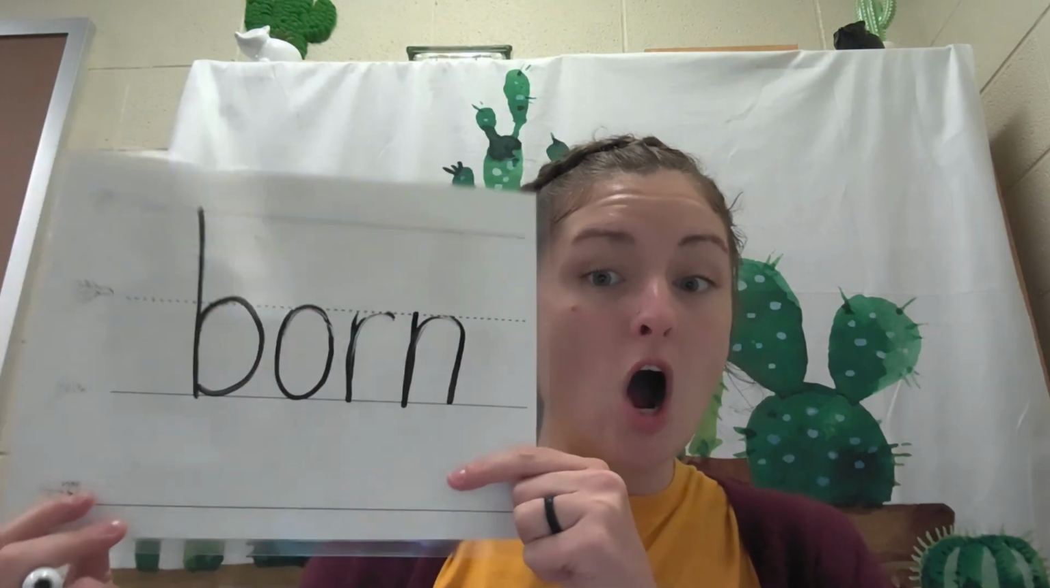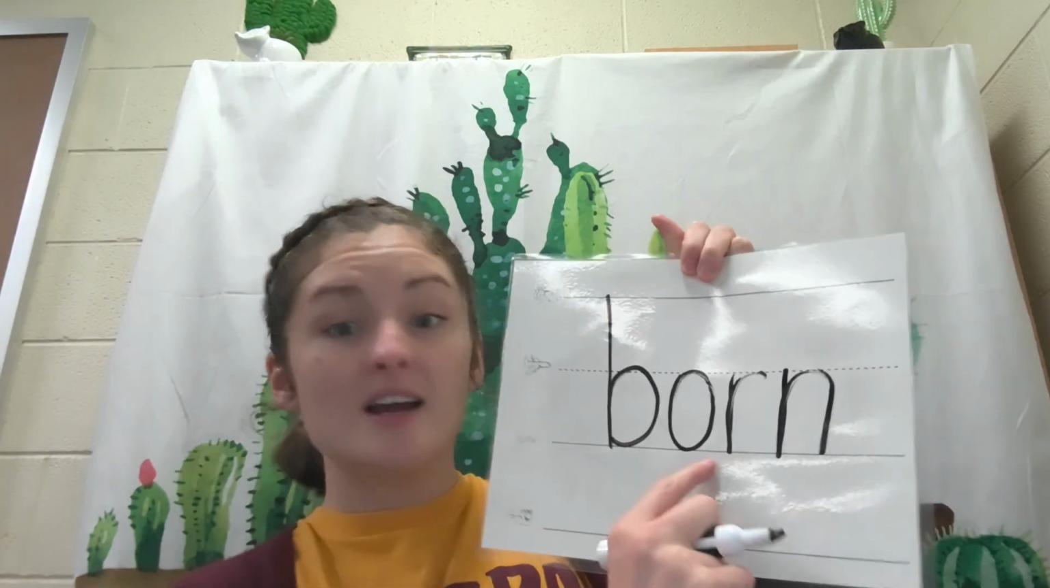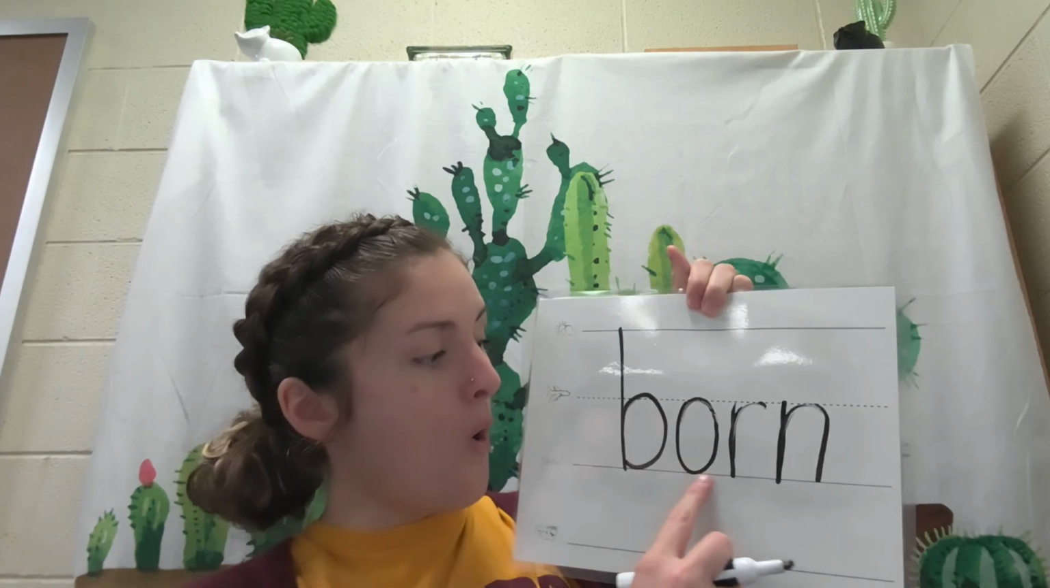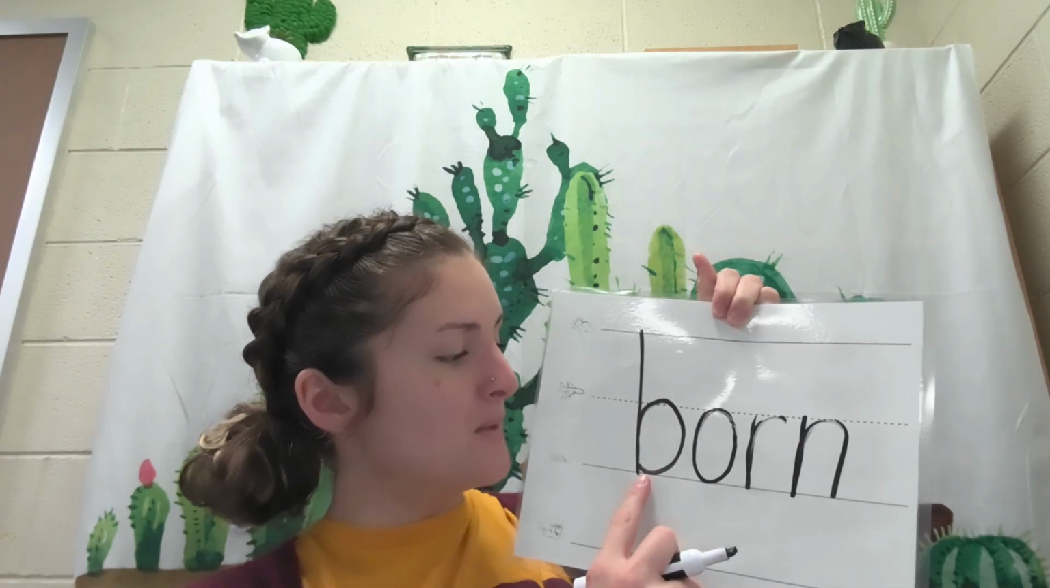All right, now we're going to get to those R-controlled vowels. Remember, when we see the letter R next to a vowel sound, for example in this word, it has an R-controlled vowel. B-O-R-N. So O-R, if we see an R next to an O by itself, that R is going to control what the O says. So we would say it like this: b-or-n, born.